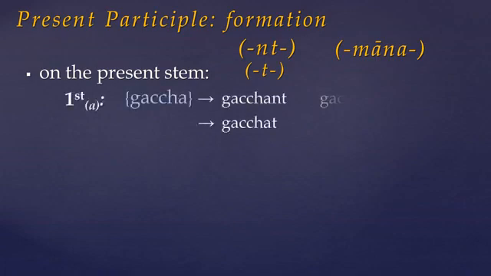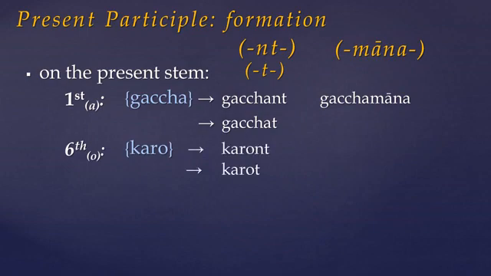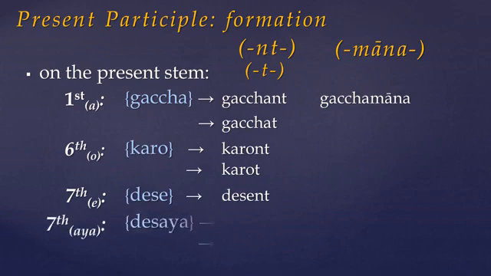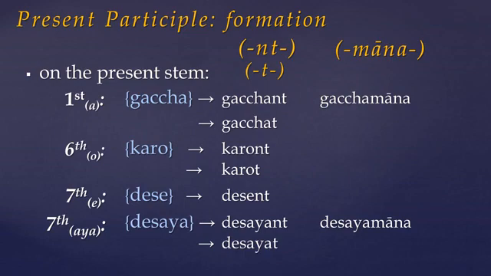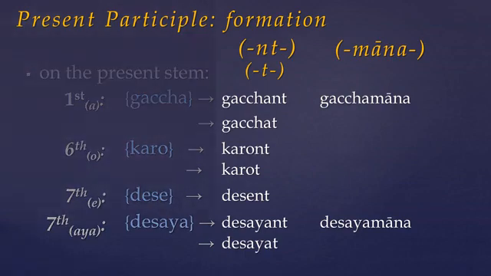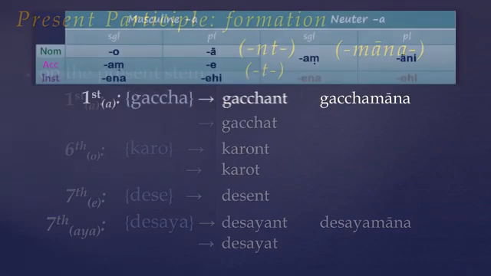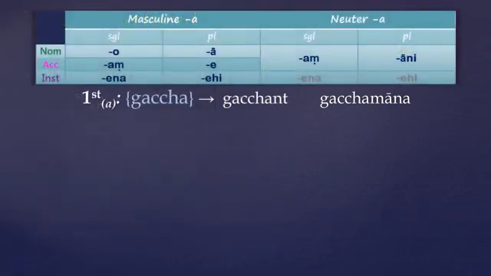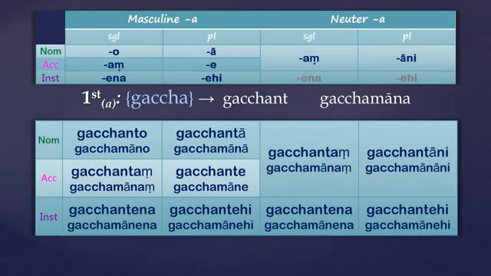Anyway, if we look at the forms of the present stem that we've seen so far, the first class is characterised by a, the sixth class by o, while the seventh class can end in either e or aya. And we can see that the sixth class retains that o sound and the seventh class retains that a sound. And remember, these are just the base forms, which are then declined just like all adjectives, to agree with their noun in gender, case and number.